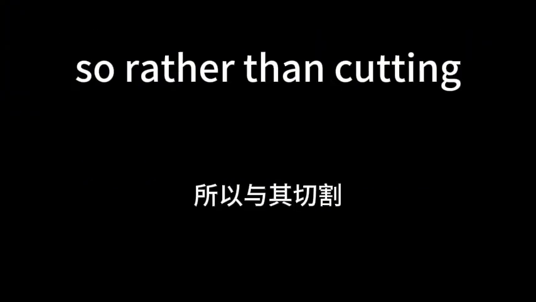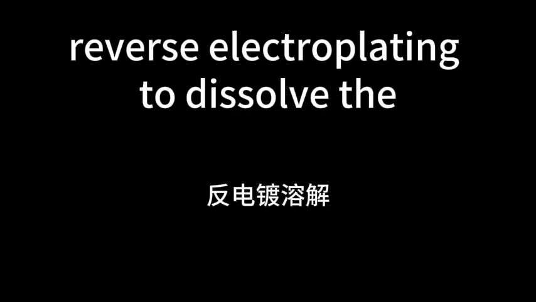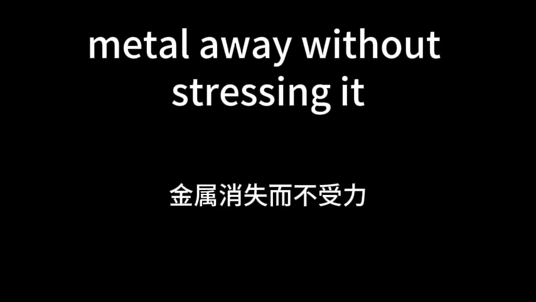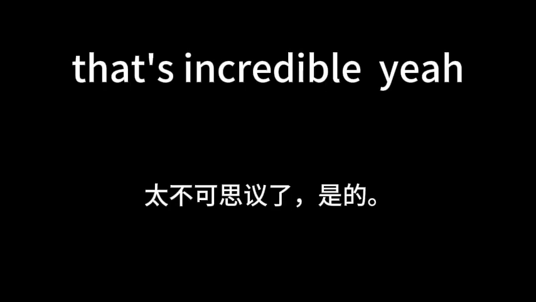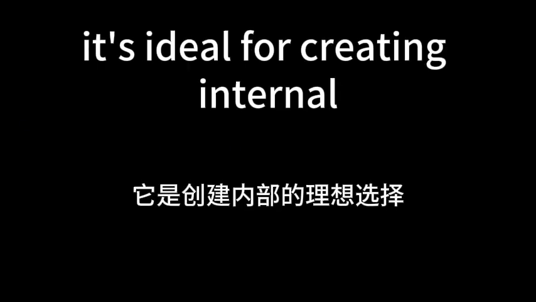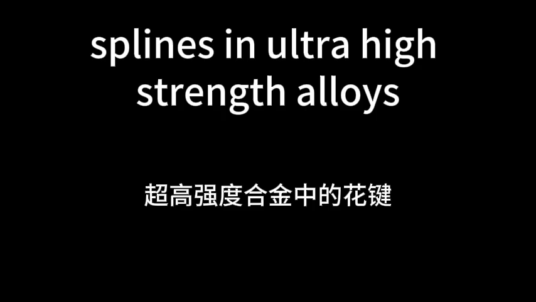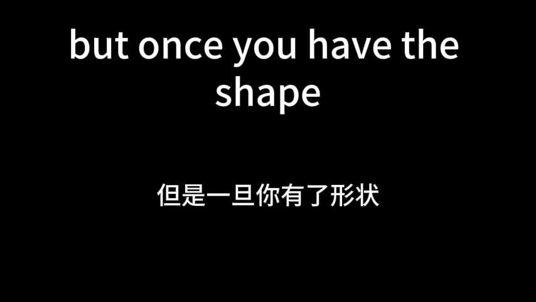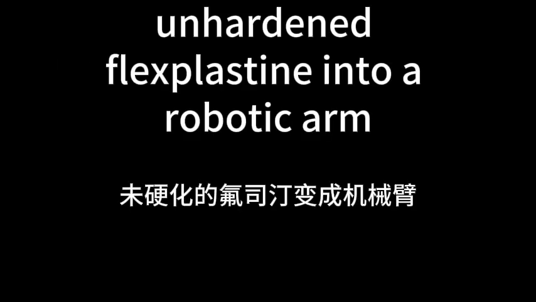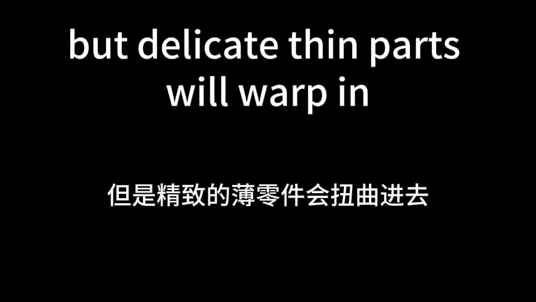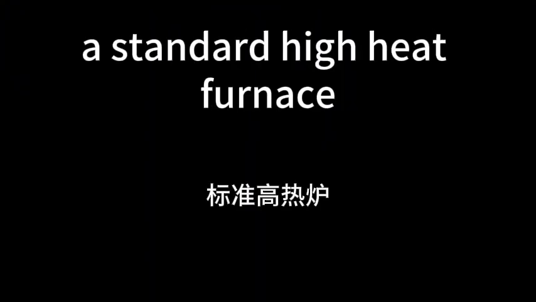Anodic dissolution. So rather than cutting, ECM is essentially like reverse electroplating to dissolve the metal away without stressing it. You nailed it. Because there is no physical contact, there is zero cutting force and zero thermal stress. That's incredible. It's ideal for creating internal splines in ultra-high strength alloys. But once you have the shape, you still have to harden it. Right, because if you put a raw, unhardened flex spline into a robotic arm, it'll just wear out immediately.